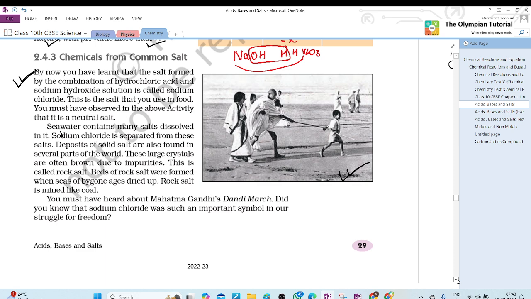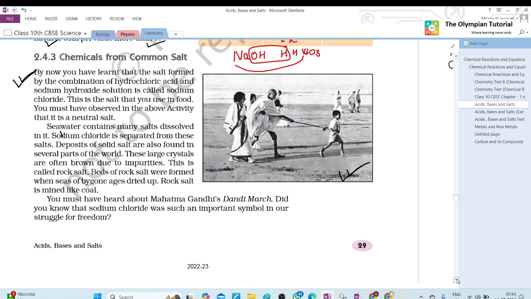So friends here are telling about the common salt, and after that we will discuss the chemicals which we will get from the common salt. Common salt is formed by the combination of NaOH and hydrochloric acid, HCl, and its nature is neutral. We use it in our food.